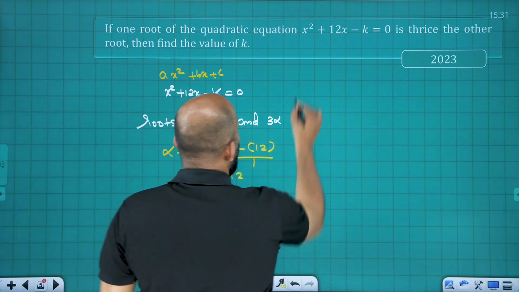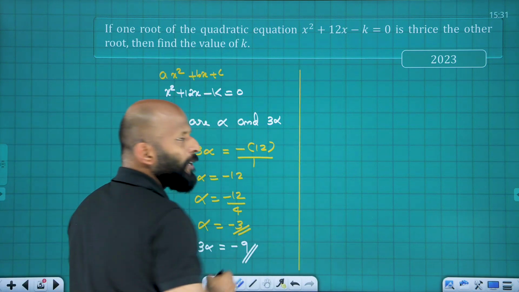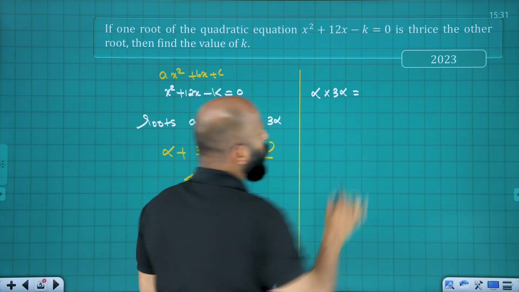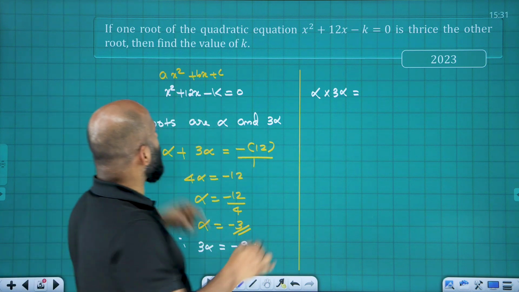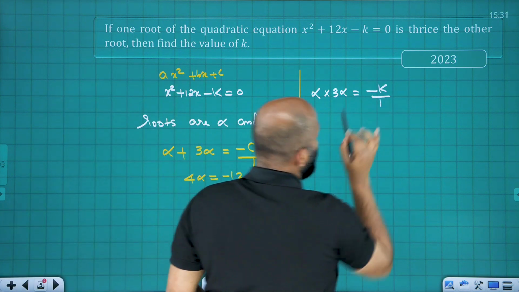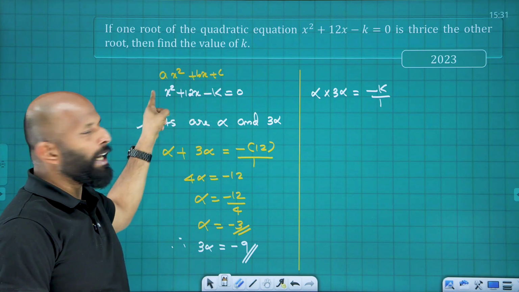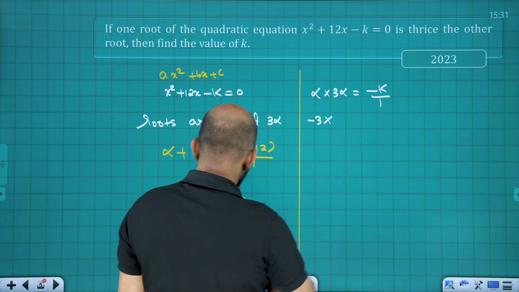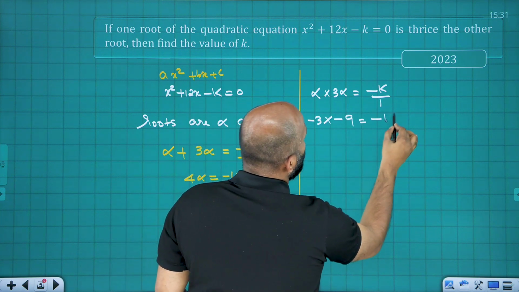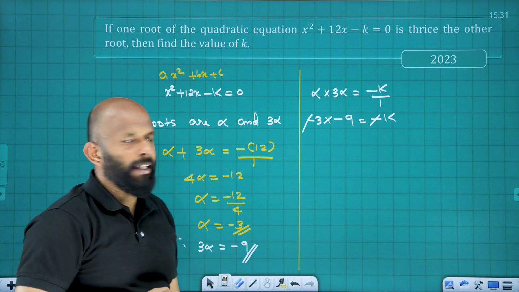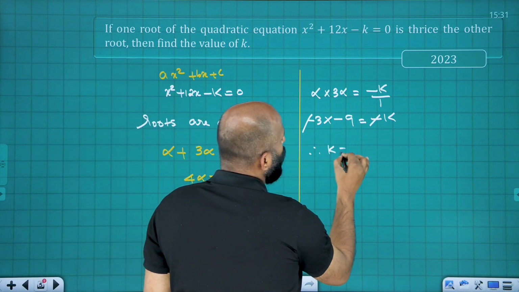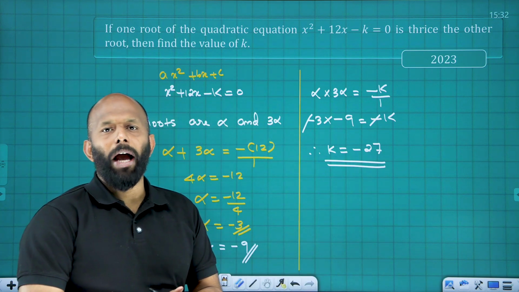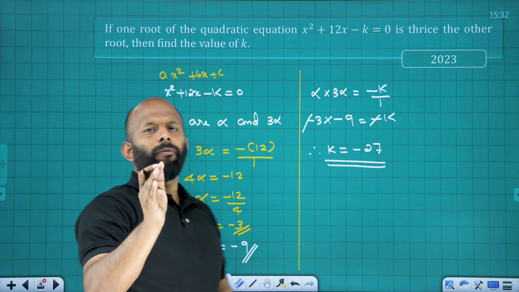Now we can find the product of the roots. Using the product condition, we can find the value. So what is the product? Alpha into 3 alpha, alpha beta is equal to c by a. That is equal to minus k divided by 1. The c value is minus k and the a value is 1. So alpha is minus 3, then 3 alpha is minus 9, is equal to minus k. The minus signs get cancelled. Therefore, k is equal to negative 27. k is equal to negative 27 is our value of k. Hope all of you understood. Then we can move to the next question.